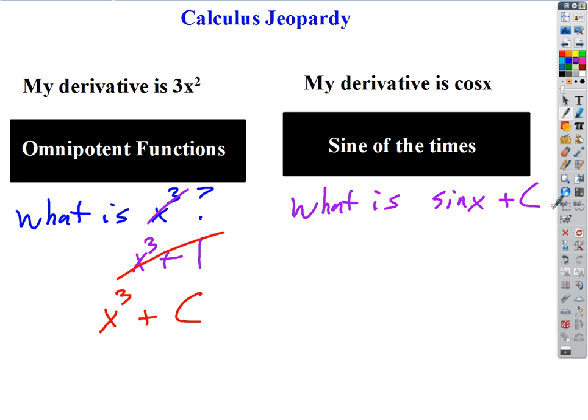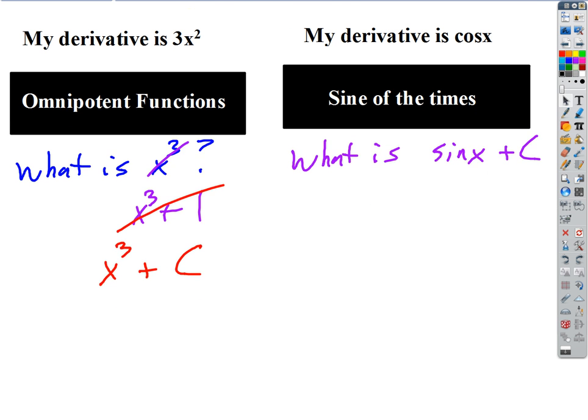Good, and so really Calculus Jeopardy illustrates what we call the process of anti-differentiation, which is just reversing the derivative. And that doesn't seem too bad, does it? Now that's the principle upon which all of the second part of the course is based, this idea of anti-differentiation.